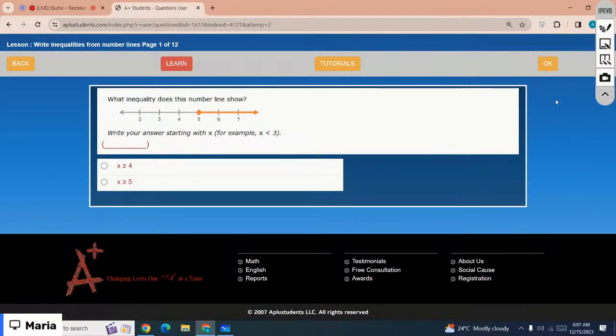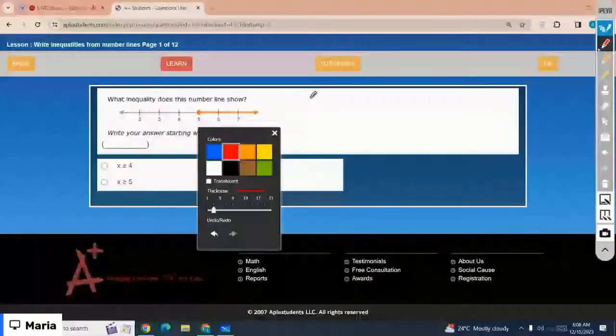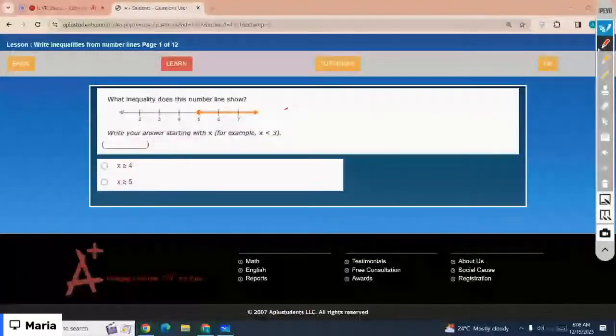Okay, see, you have a filled in circle on 5, right? And the arrow points on the right hand side. So the correct option is x is greater than or equal to 5, right? Because all the numbers that are greater than 5, and on the 5 you have a filled in circle. So that is x is greater than or equal to 5. The correct option is the second one.